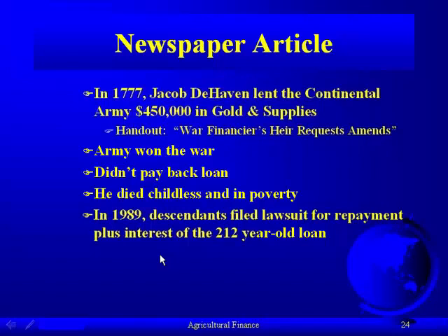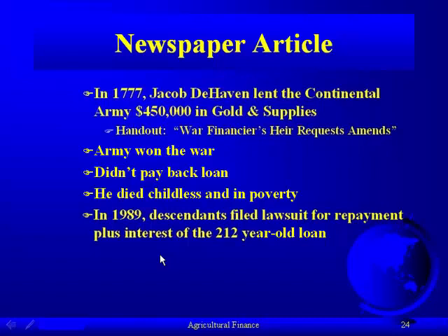filed a lawsuit. They probably took a class like this in recognizing the time value of money, or they're in law school and recognizing the power of lawsuits, I'm not sure which. They filed a lawsuit for the repayment plus interest of this 212-year-old loan. It seemed like a reasonable thing to do.